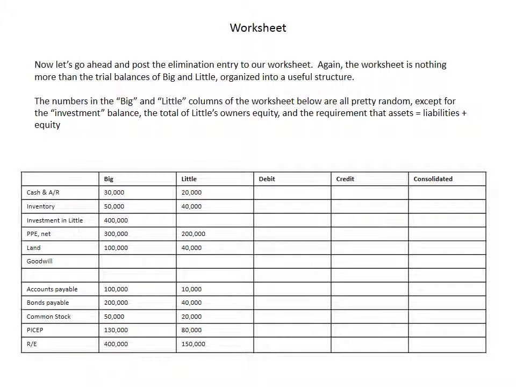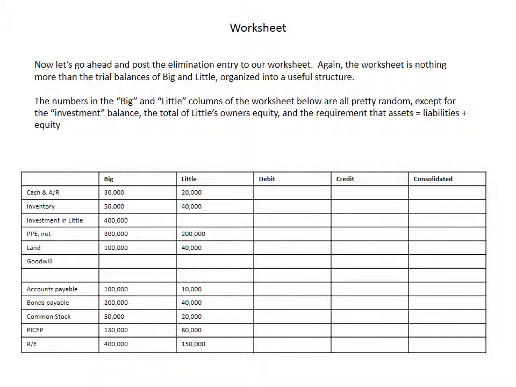Okay, let's go ahead and post this stuff to our worksheet. Again, the worksheet is nothing more than the trial balances of Big and Little organized into a useful structure. Again, normally you think of a trial balance with a debit column and a credit column. Now we have a single column for Big Company, and we've taken the debit and credit accounts and just organized them into a balance sheet format. First the assets, then the liabilities and equity.